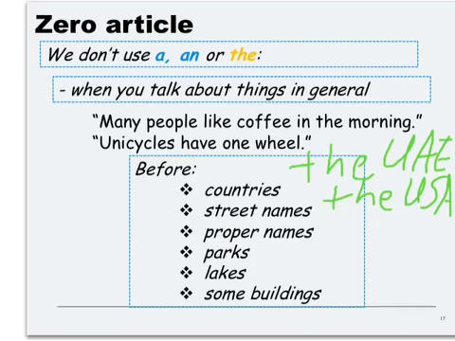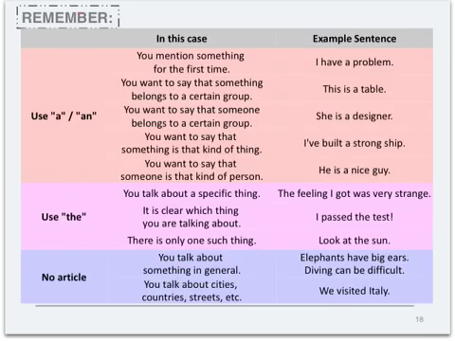This final page summarizes the key points from the lesson. But of course, to be able to use a, an, and the correctly, you need to practice. There are exercises in your online workbook, and you can also find many exercises online to help you practice using articles.